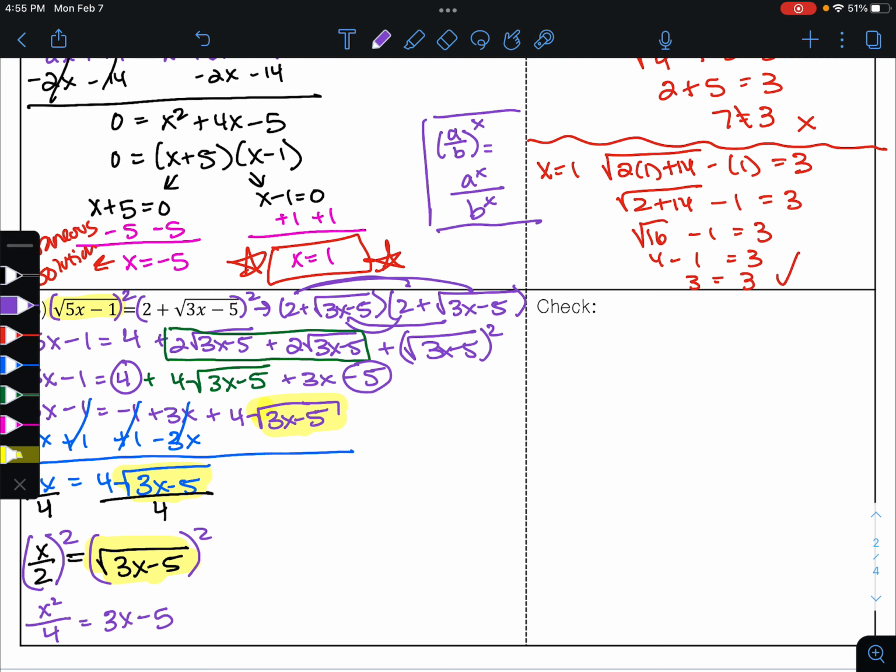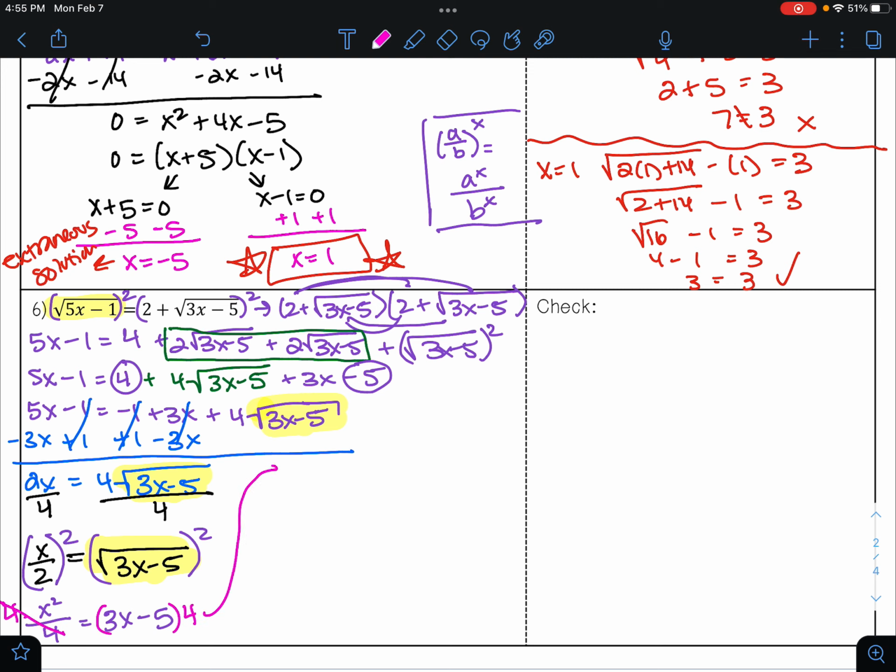From here, I want to go ahead and get rid of this fraction, so I am going to undo division, and I am going to multiply both sides by 4. So I'll be left with x squared equals 12x minus 20. I'm going to go ahead and get everything on the same side, so I'm going to subtract 12x and add 20, and that will give me x squared minus 12x plus 20 is equal to 0.